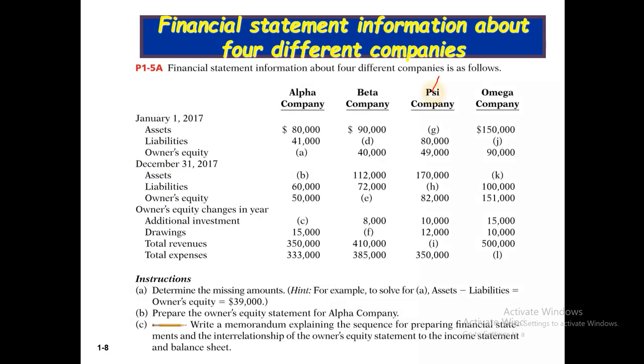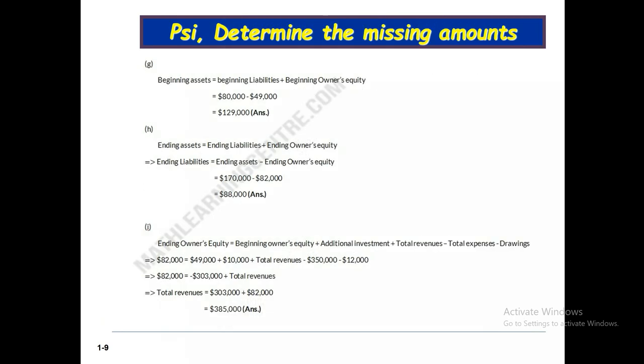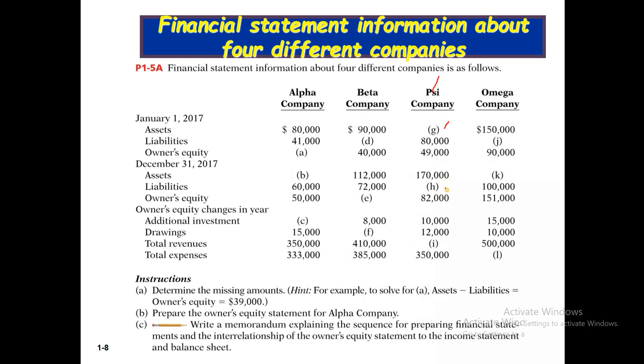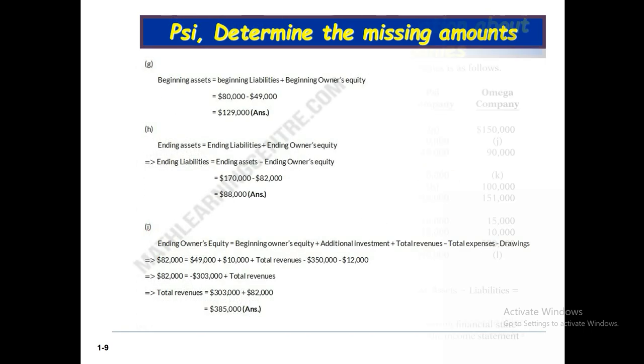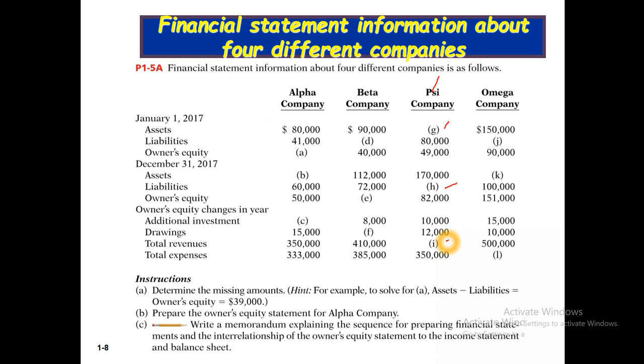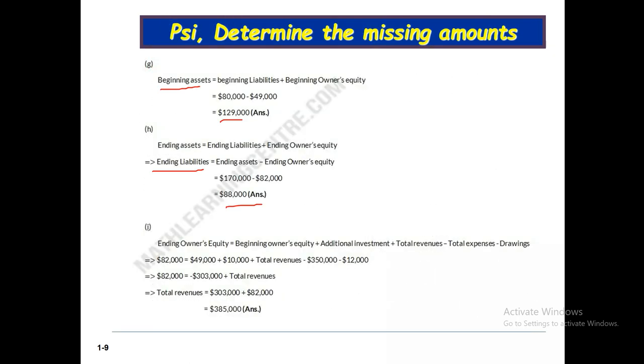Now Psi company, G, this is the asset. So this is the beginning asset, 1,29,000. Number second, the H, that means this is the liability. So we can easily calculate the liability. That means this is the ending liability or closing liability. And number I, this is the total revenue. So we need to calculate total revenue. So we can easily compute this total revenue. This is the answer. Okay, I think everybody is clear.